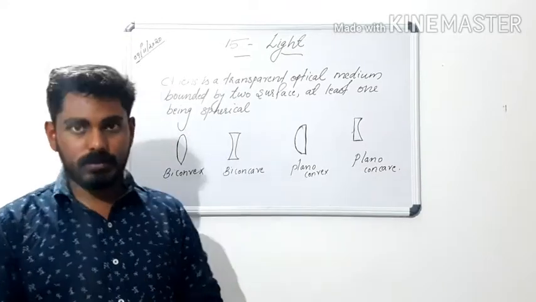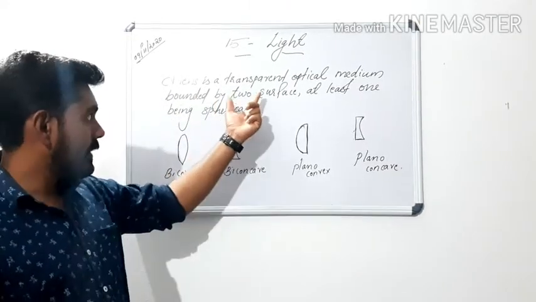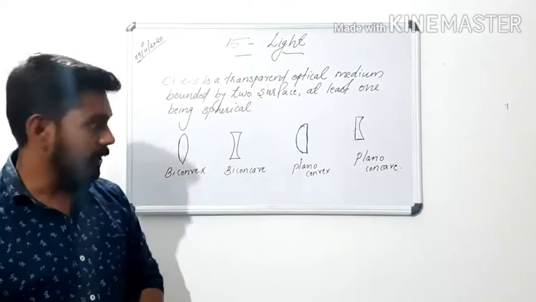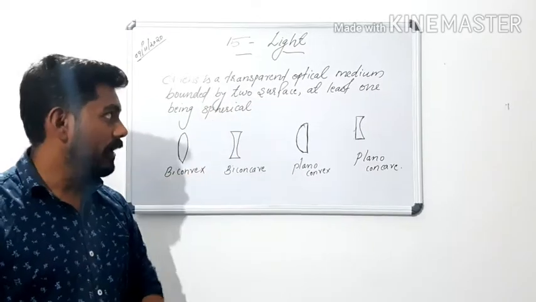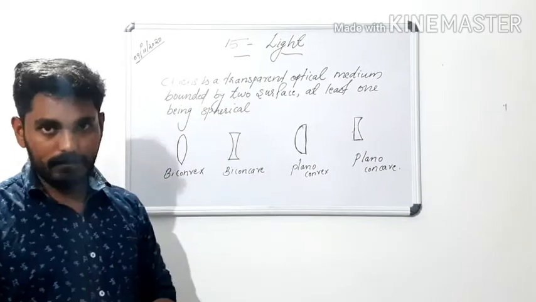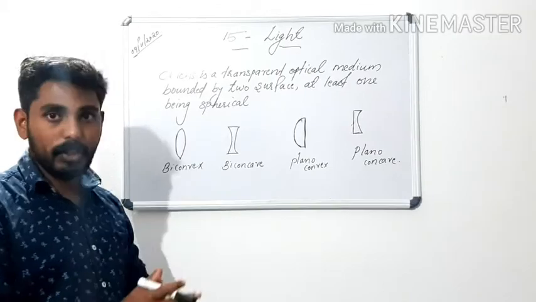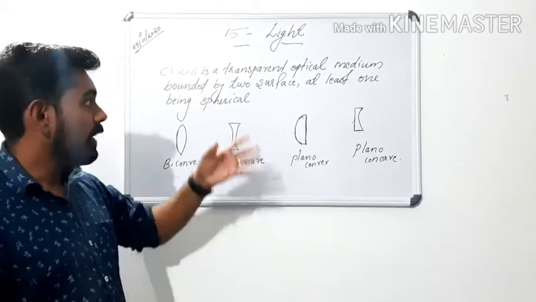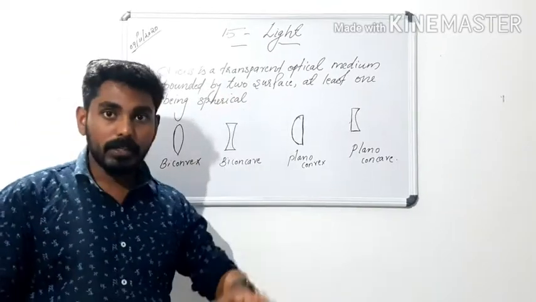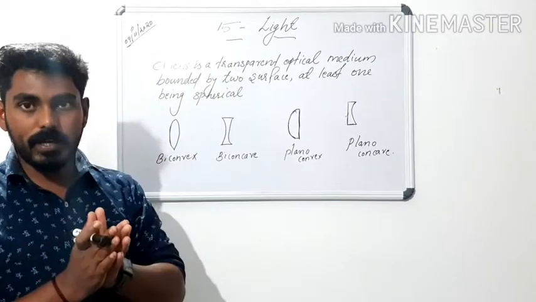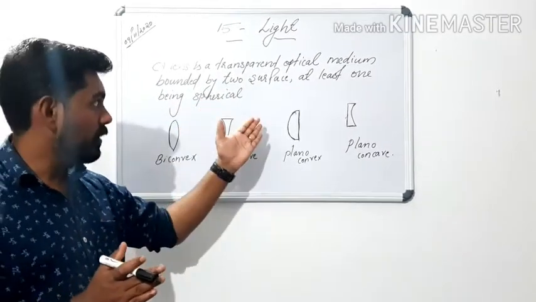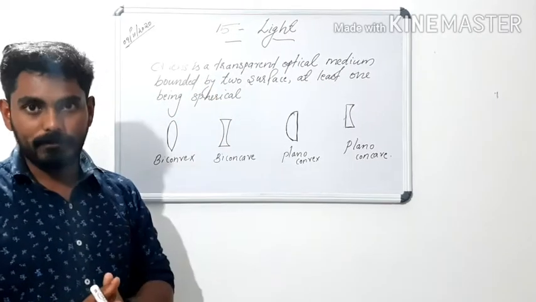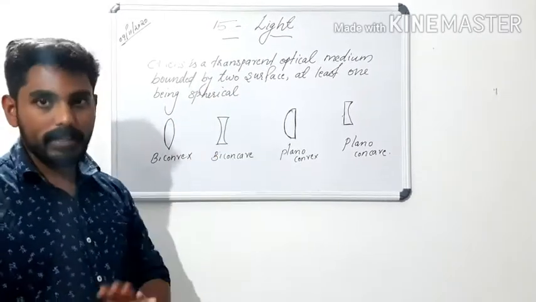What are lenses? A lens is a transparent optical medium bounded by two surfaces, at least one being spherical. So it has a spherical shape. There should be two surfaces, and at least one should be spherical.